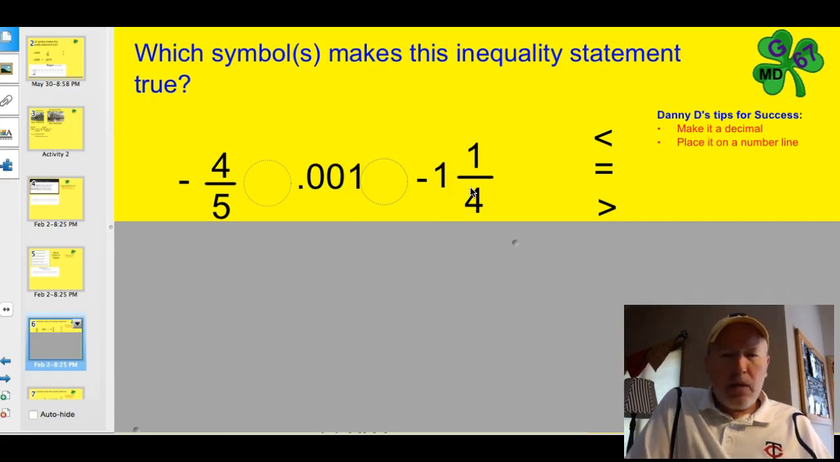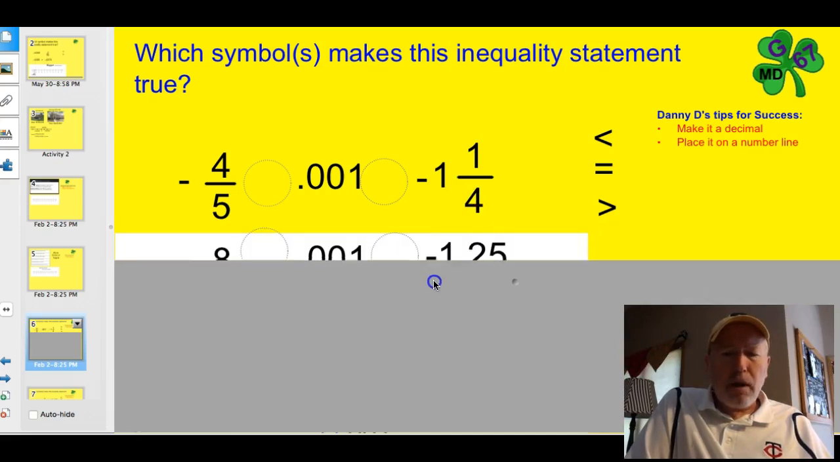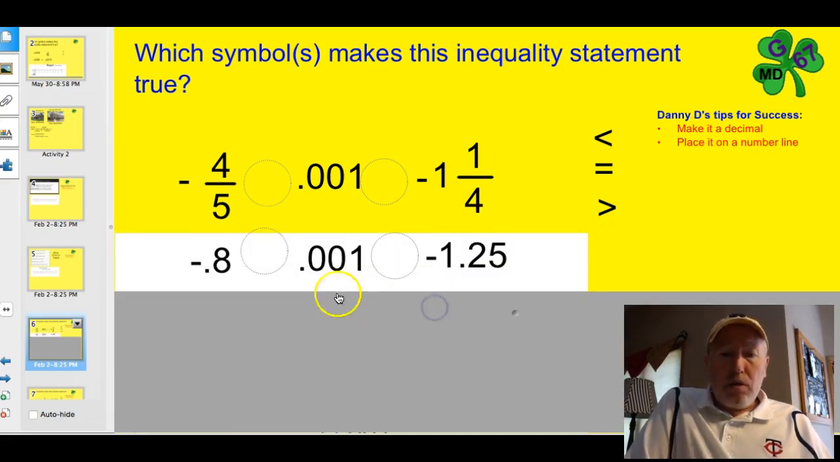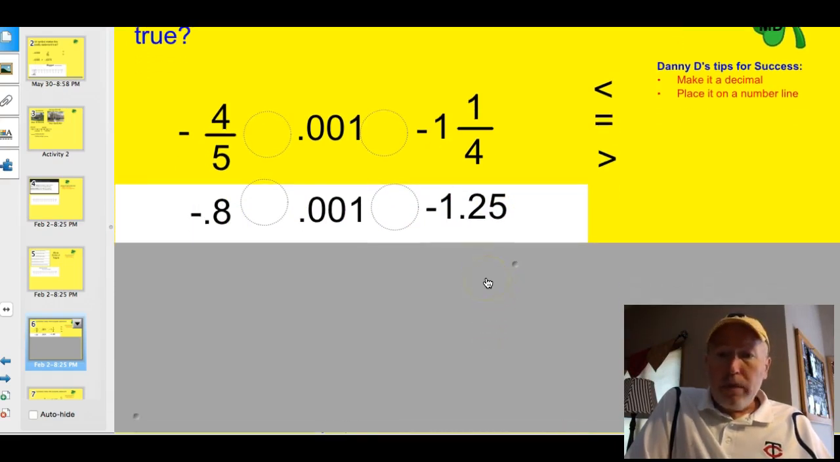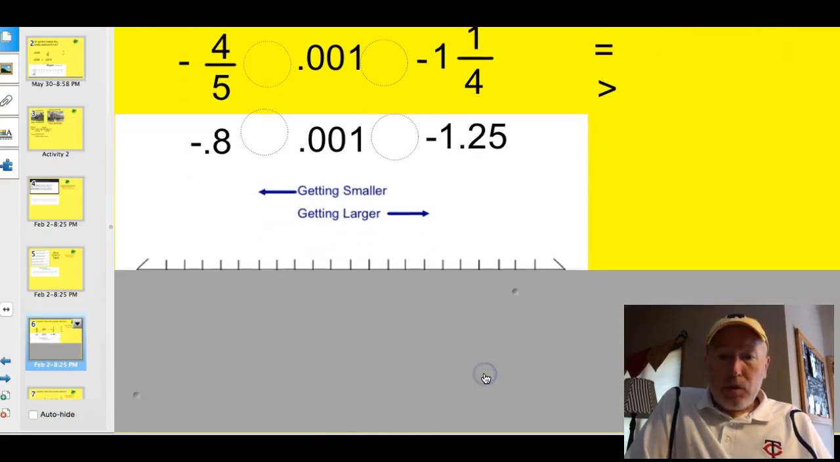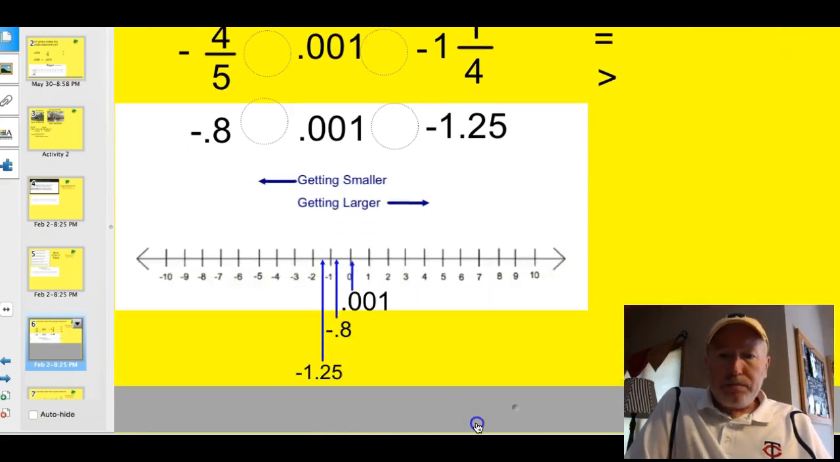Okay, do you have an idea which one's the largest? You should by now. Well, make them all decimals. That was the first step I said. So you got negative 0.8, you got 0.001, it's already a decimal, and you got negative 1.25. Okay, so place them on a number line. That's the next thing.